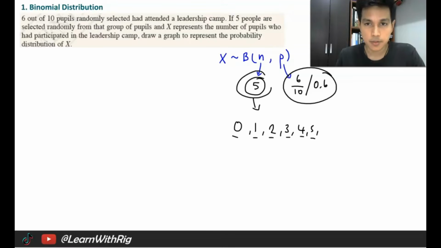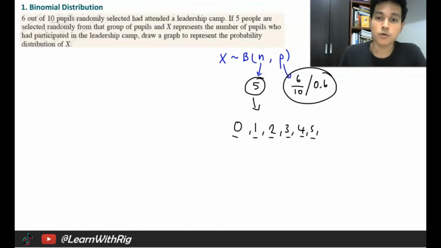Out of these 5 people that were selected from the group, maybe none of them attended. That means 0. Or maybe 1 of them attended. Or maybe 2 or 3 or 4 or 5. So we don't know how many out of the 5 people actually attended. So we have to consider all possibilities. So that means the R values are all of these. So you have to do it one by one.